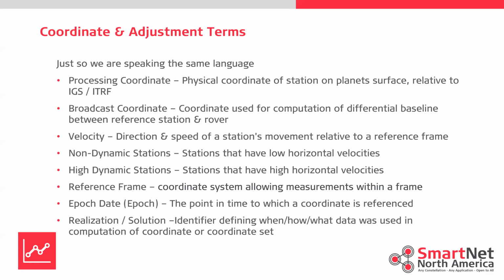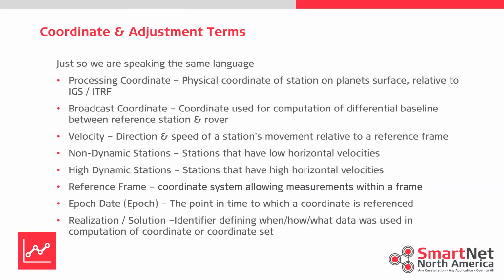So processing coordinates. You've heard me say processing coordinates a couple times. This is actually what we refer to as the physical coordinate of a station on the planet surface relative to a global reference frame. And this is IGS or ITRF. So this is the global alignment, and this is a close approximation of what the satellite constellations are actually working in. So a global reference frame that's adopted at the global level.